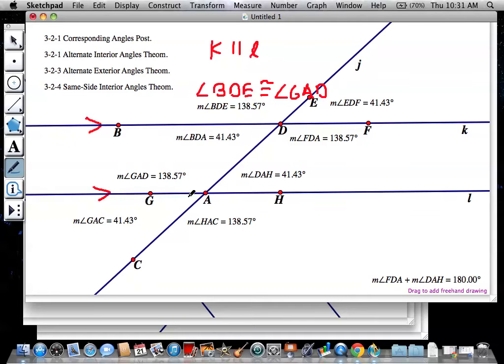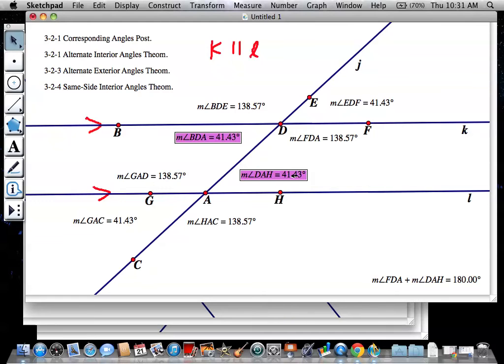All right, let's move on to the alternate interior angles theorem. So, same thing, K and L are parallel, they're cut by transversal J. And now let's point out the alternate interior angle. So, angle BDA, its alternate interior angle is angle DAH. Notice, they are both the same thing, 41.3, 41.3.